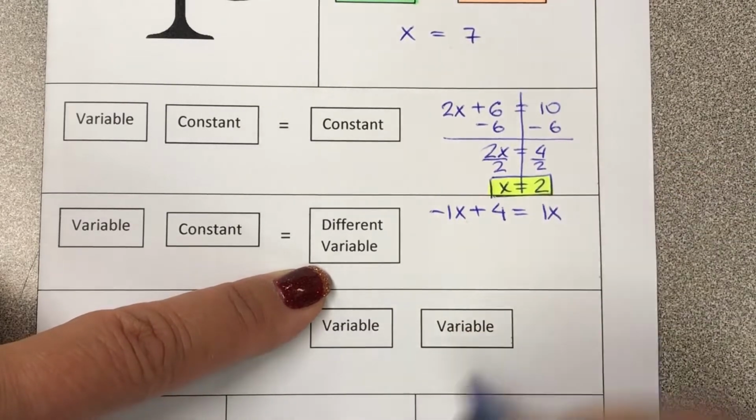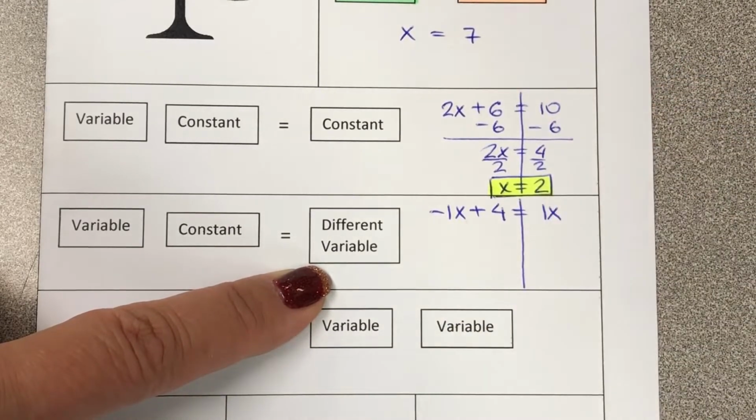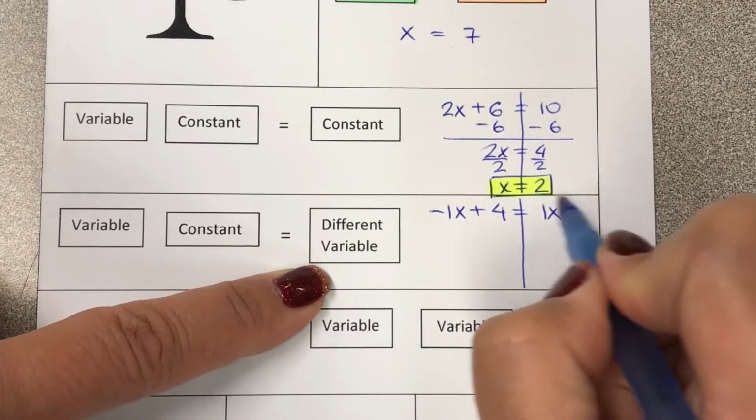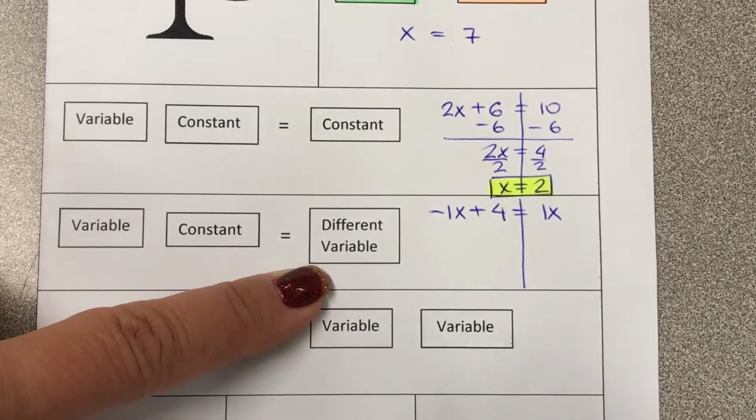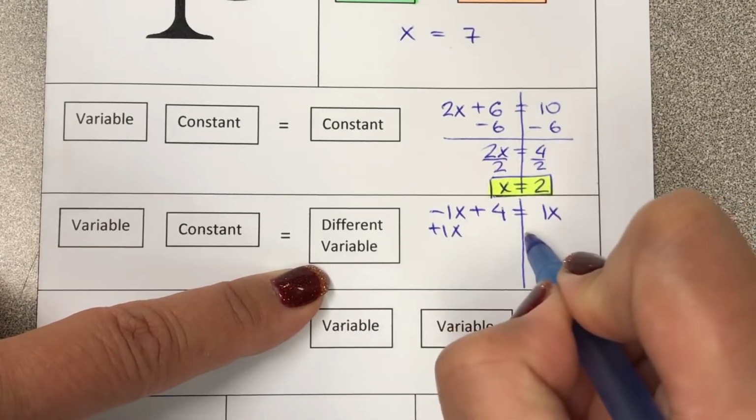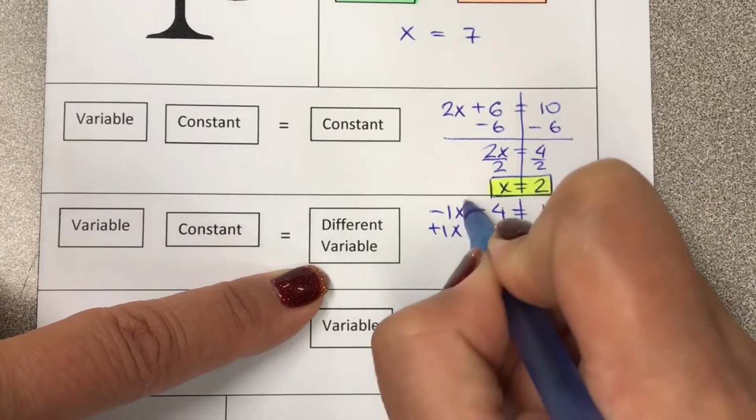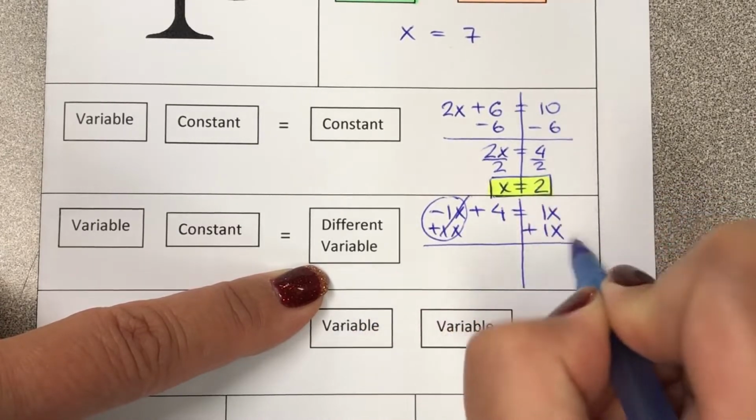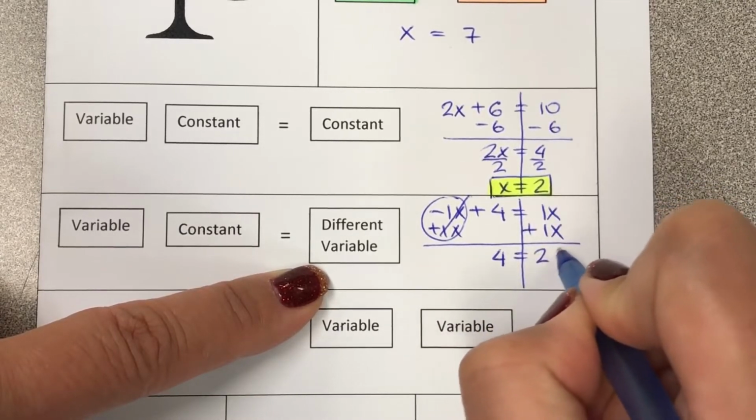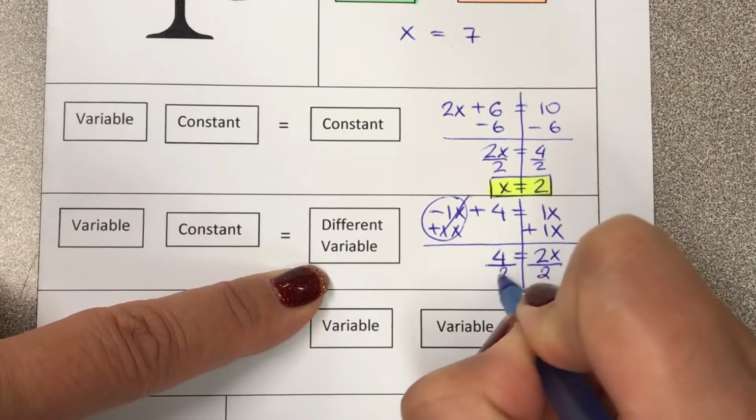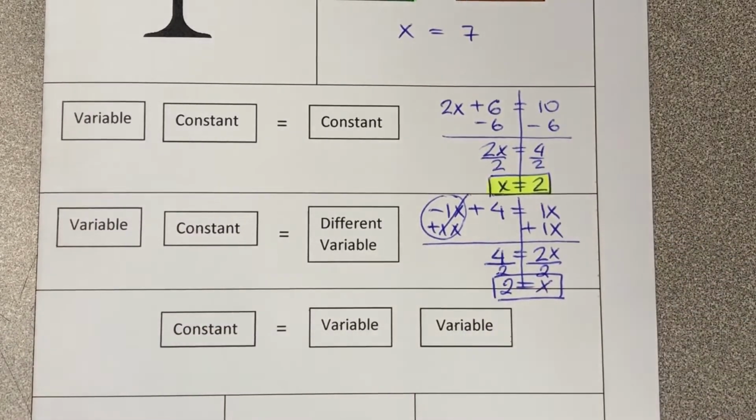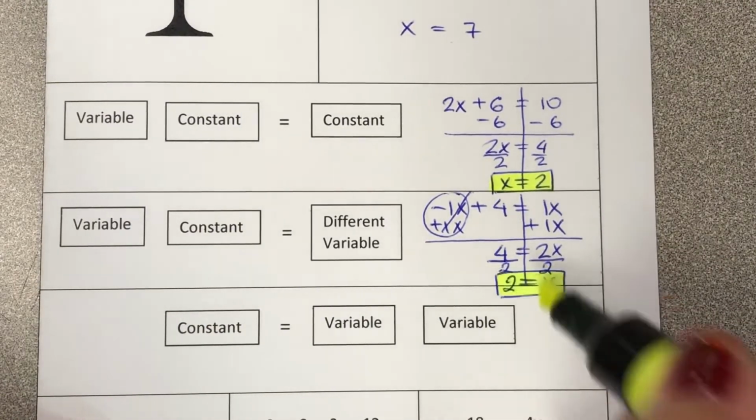So when I solve, I need to have variables on one side, constants on the other. So since I have a variable here and a variable here, I need to bring them together. I'm going to take this variable and move it over here using the inverse operation, leaving the constant on the left hand side. 1x plus 1x will be 2x, and then I divide by 2, and here's my solution, 2, for this particular equation.